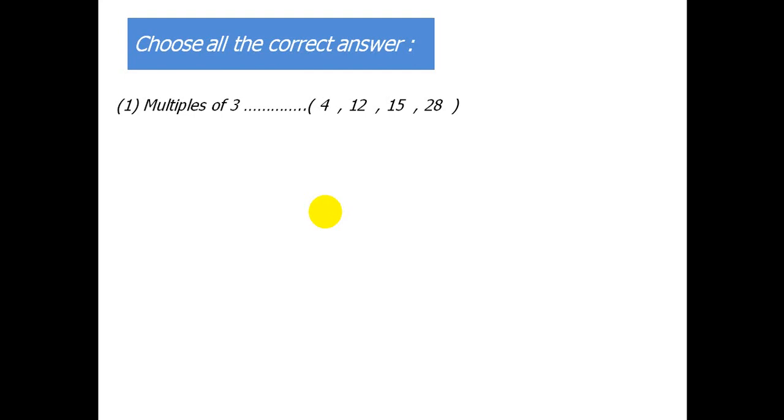Okay, I get here 4. No. It's 3 times 0 equals 0, 3 times 1 equals 3, 3 times 2 equals 6. Okay, I don't have 4. So it's a wrong answer. Okay, the second one.